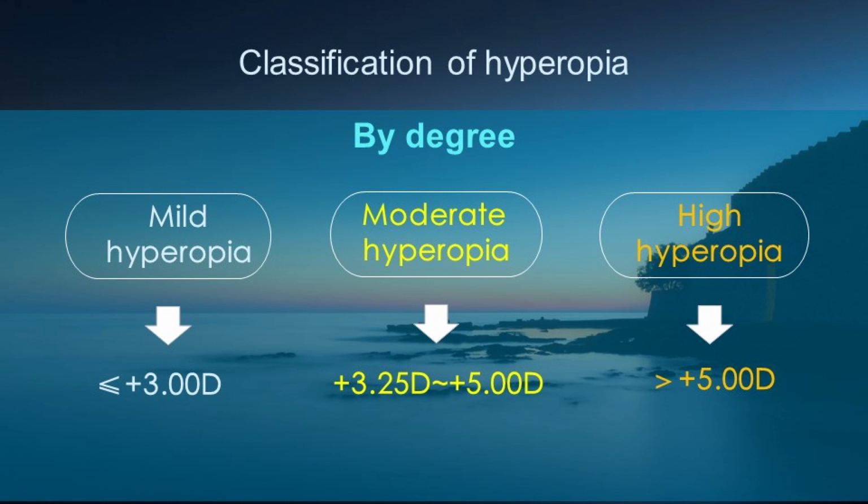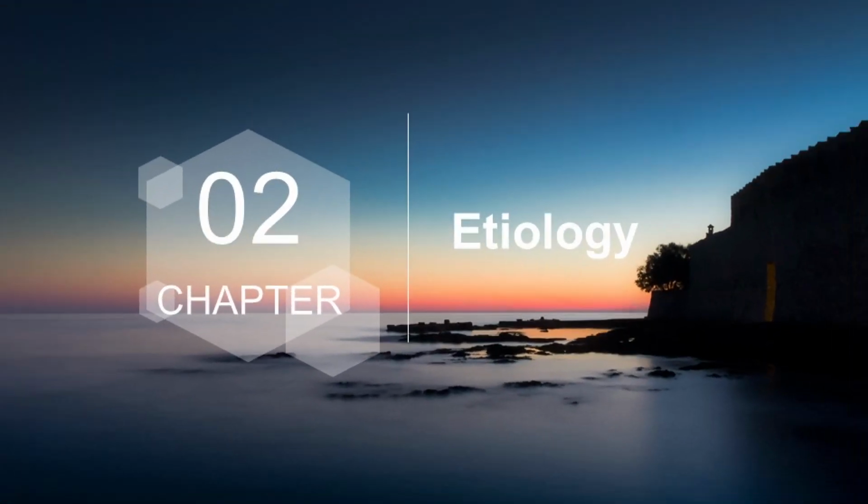Mild hyperopia is less than 3D. Moderate hyperopia is more than 3.25D and less than 5D. High hyperopia is more than 5D.